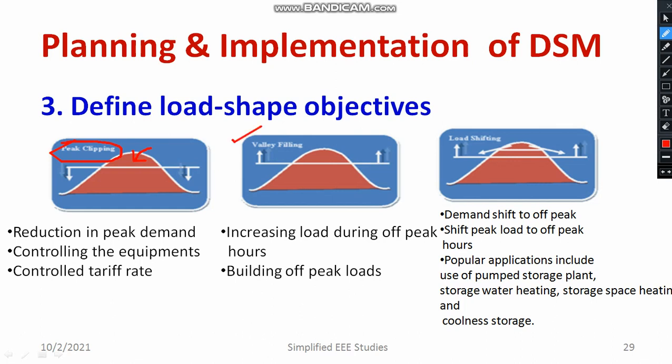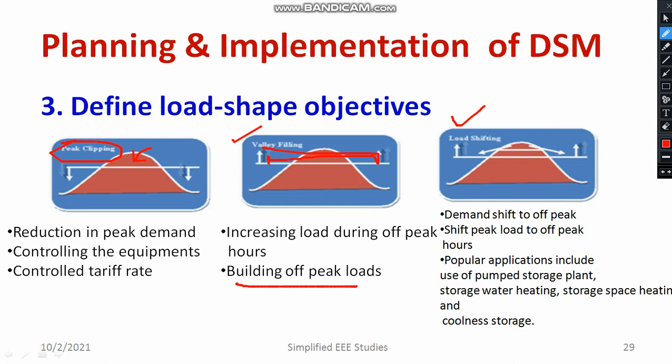This will be done by the customer only. It means increasing the load during off-peak hours. For example, you are doing the ironing or pressing of clothes. Instead of doing it during the evening peak or morning peak, you could do it at another time. By building off-peak loads, the valley becomes equal to the peak, so no peak demand will be there. That's the ultimate goal.